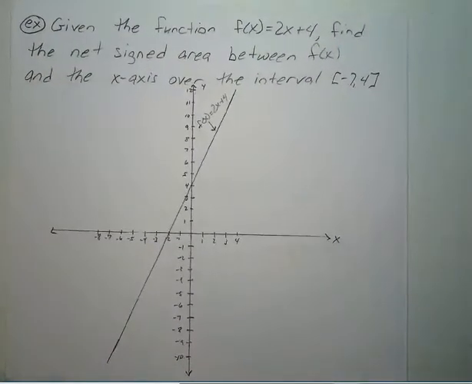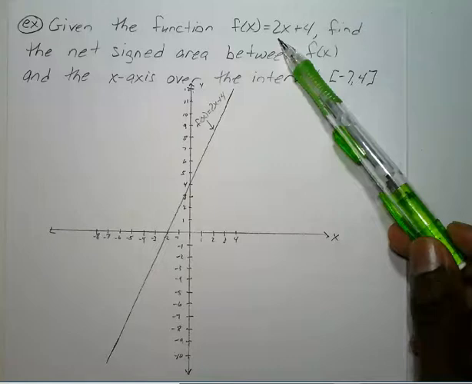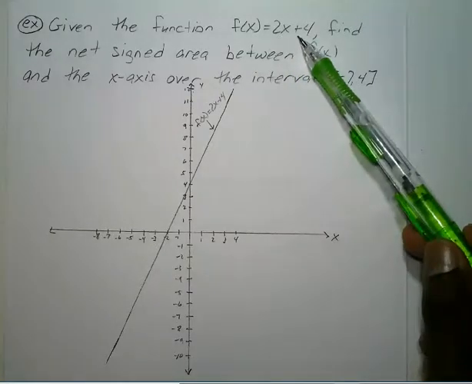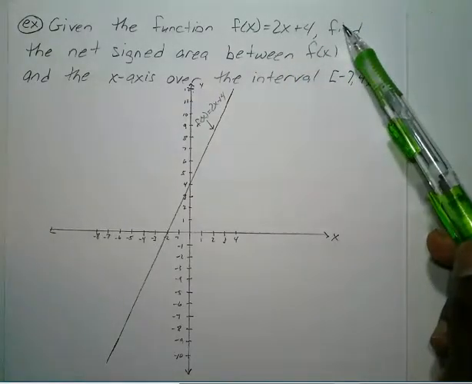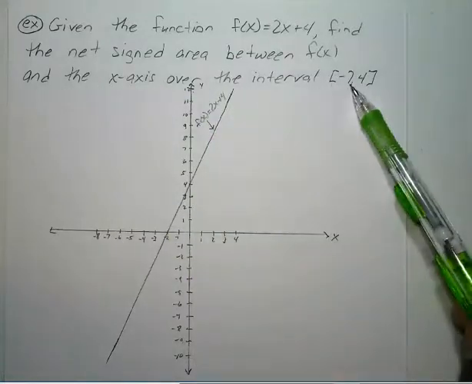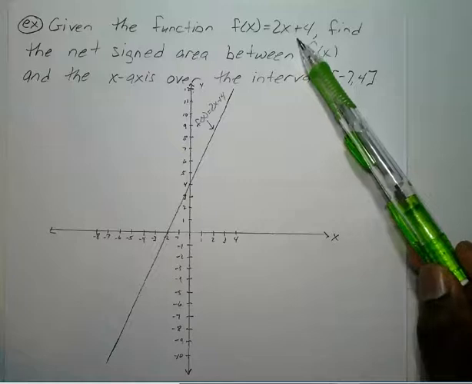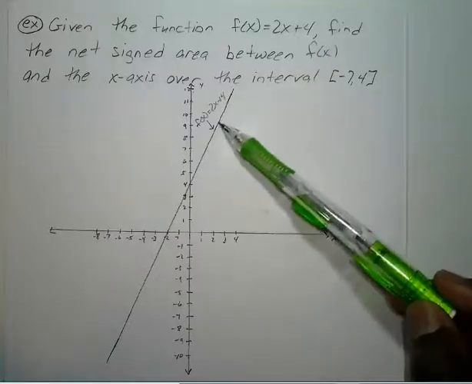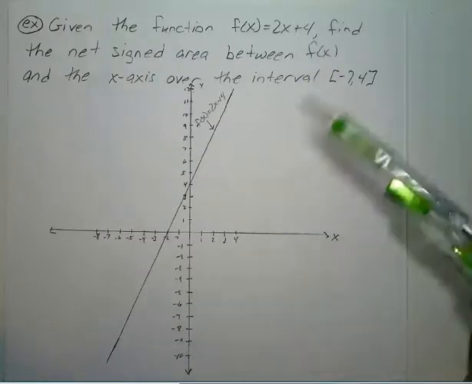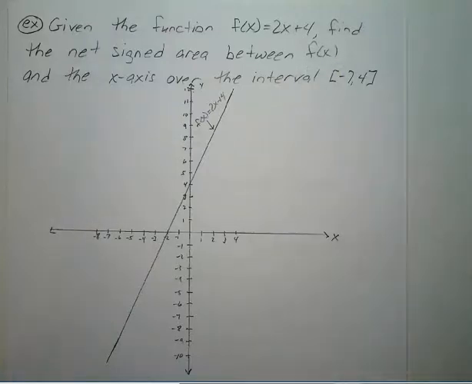As you can see, I have already drawn it out. It says, given the function f of x equals 2x plus 4, find the net signed area between f of x and the x-axis over the interval from -7 to 4. I went ahead and drew the graph of f of x equals 2x plus 4. If you want, you can print it up or you can draw it yourself, whichever way is more convenient for you.